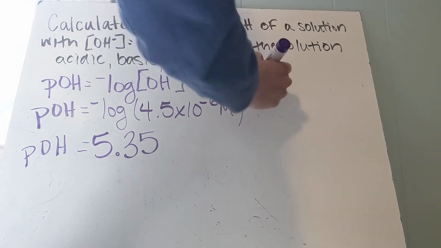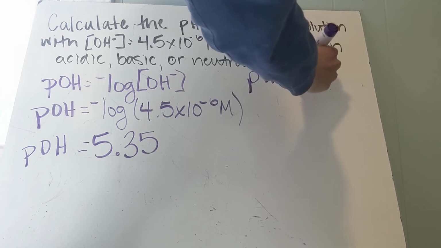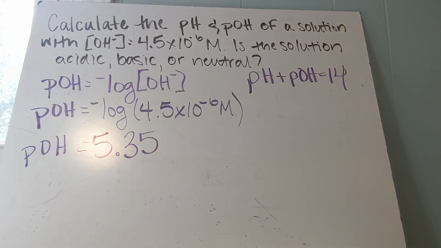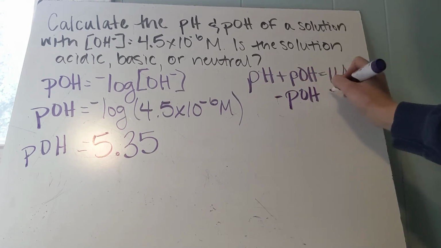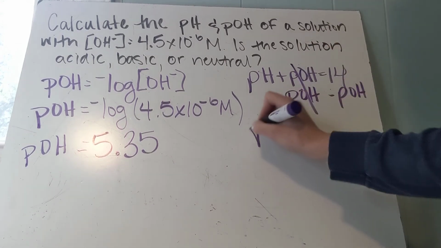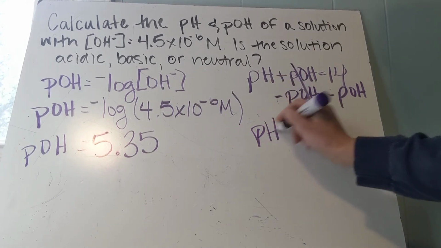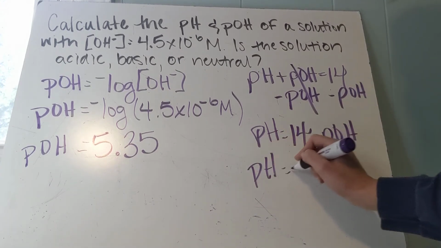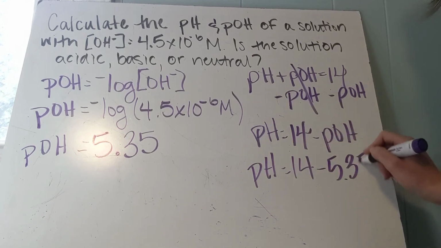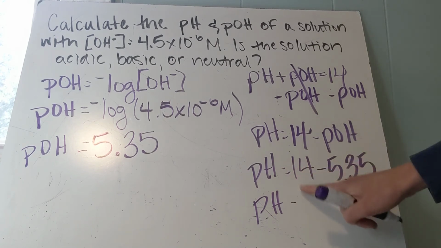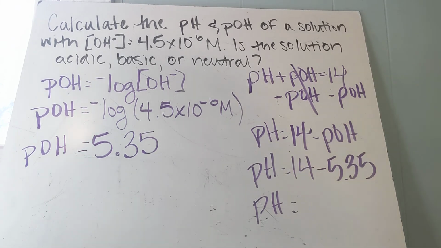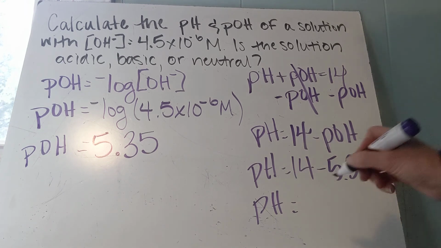Just like the last problem, I'm going to use pH plus pOH equals 14. I'm going to subtract my pOH from both sides to get pH equals 14 minus the pOH. And when I do that, I get 14 minus 5.35, which is the value I have for my pOH. The pH is 8.65.